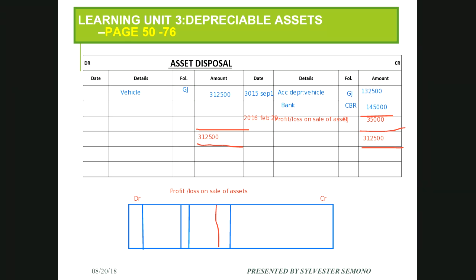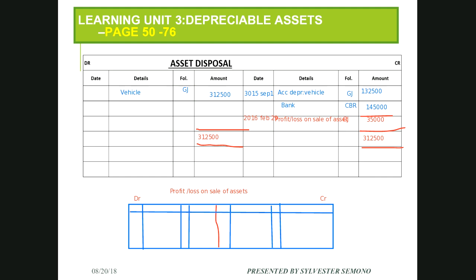35,000. The contract will be the asset disposal on the debit side, yeah. Asset disposal, and the amount will be what? 35,000. Sorry guys, the system is challenging. Yeah, but it must be 35,000.